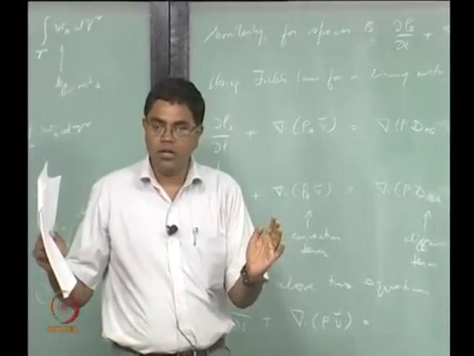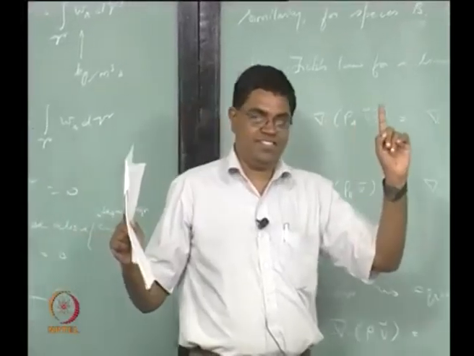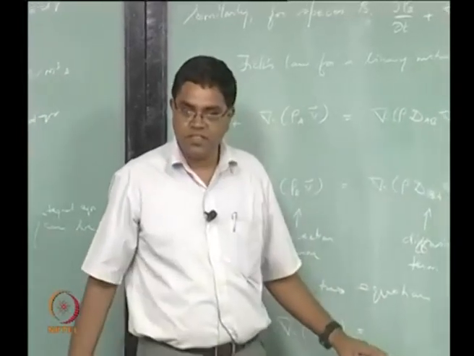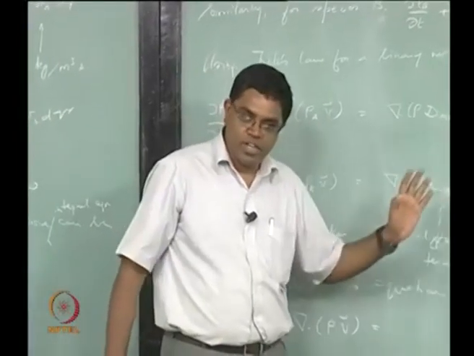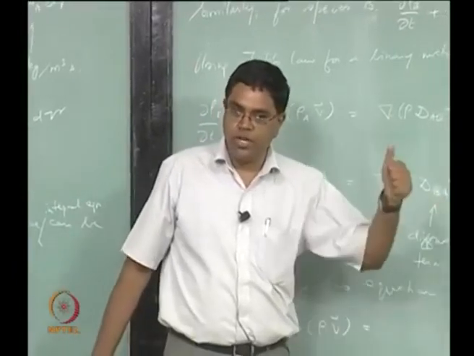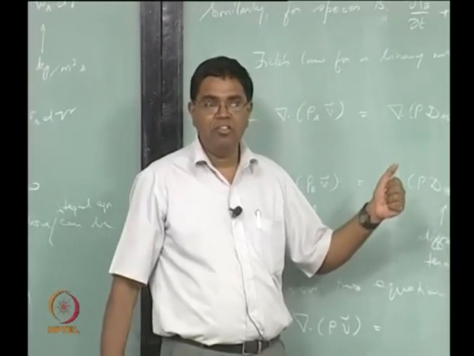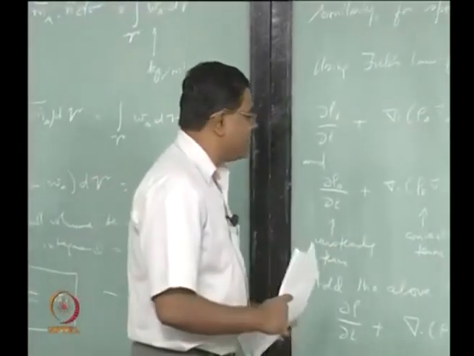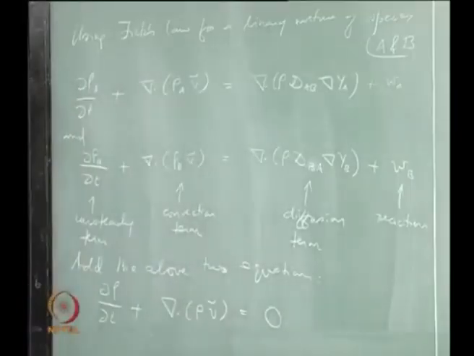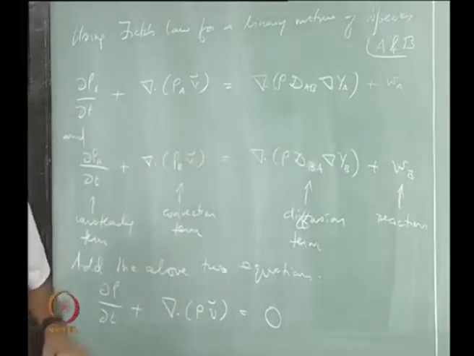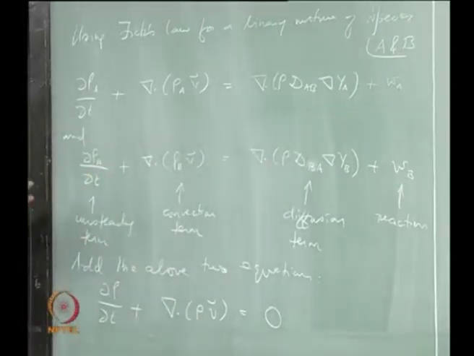What's Y_A plus Y_B? That's 1. You now have a mixture, and Y_A and Y_B are mass fractions. This mixture has only A and B, so the two fractions together should become unity. And what is gradient of 1? 0. So you now get a 0. What does that mean? Is it because gradient of 1 is equal to 0 that we get this addition? It actually tells us the same thing as what we saw the other day for D_AB equal to D_BA.